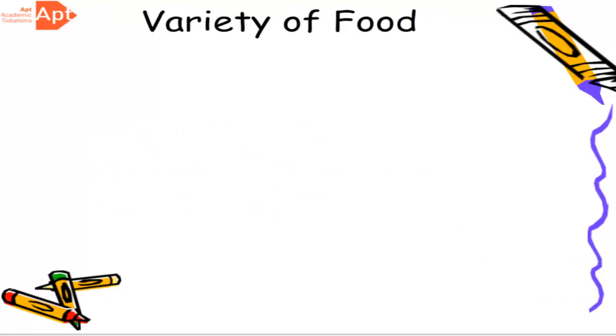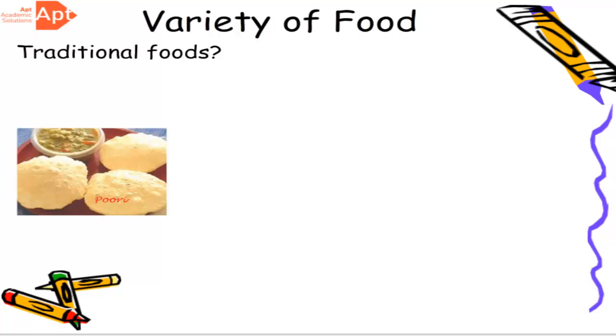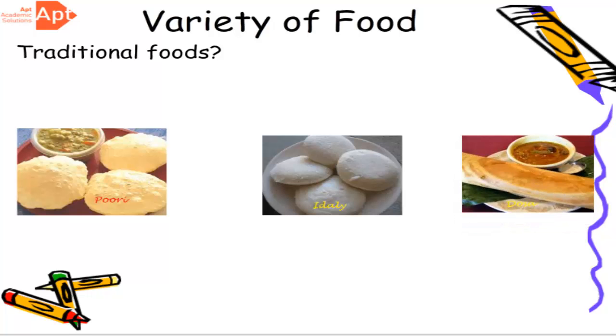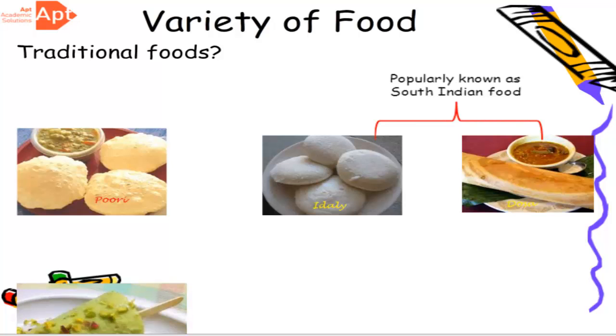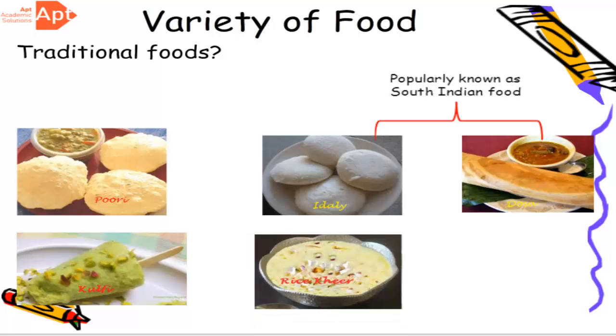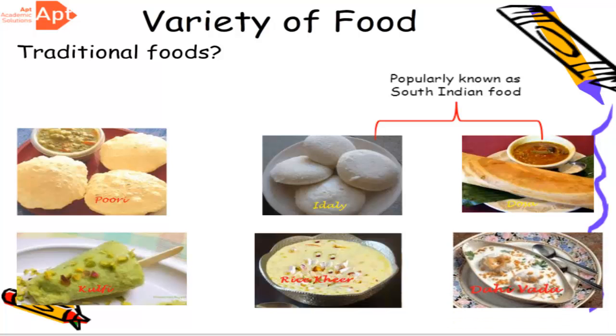Now we have one more variety of food, that is our traditional foods. Many of us love to eat traditional foods like puri. We eat it with chole or sometimes with kheer also. We have some South Indian food here, like idli, dosa. We eat it with rasam. Some people eat it with sambar. We have chutney there.